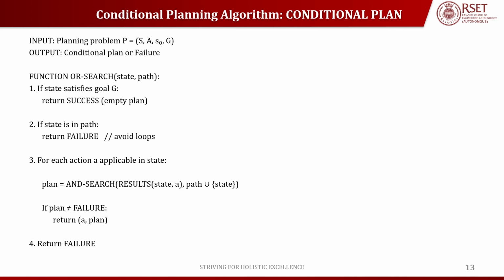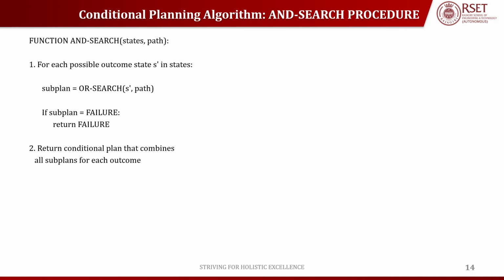Step 3, for each action applicable in the state, try each possible action and see if it can lead to a particular solution. So this means that an action can have multiple possible results. So you must check all the possible results of the actions in order to reach your goal. If no action works, then return failure. If every possible action fails, then no plan exists. So this slide mainly shows AND-OR search in the conditional planning algorithm.